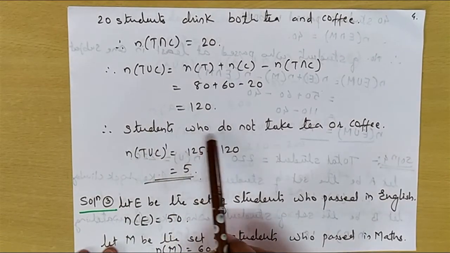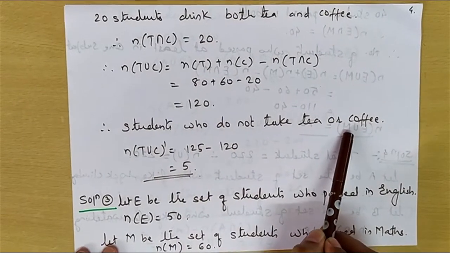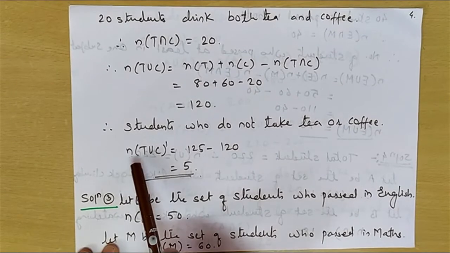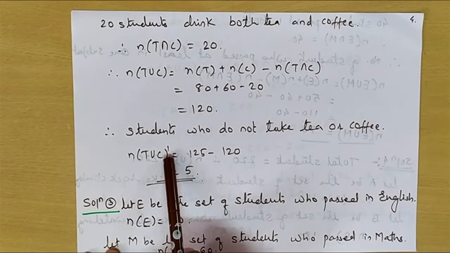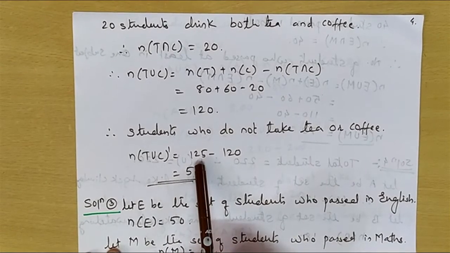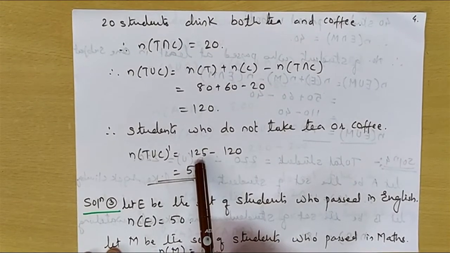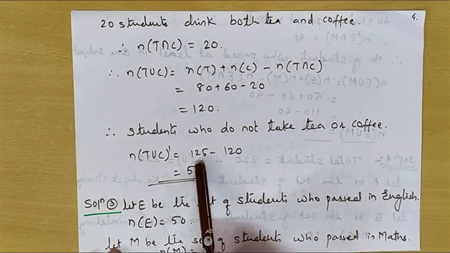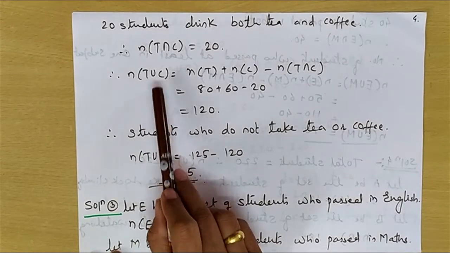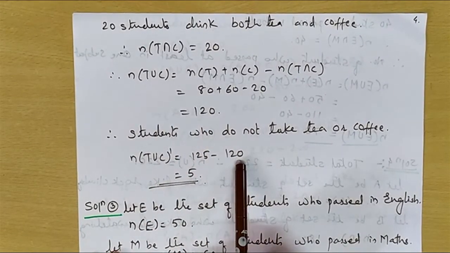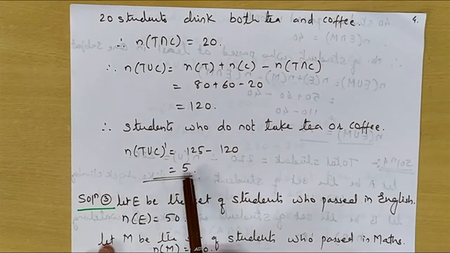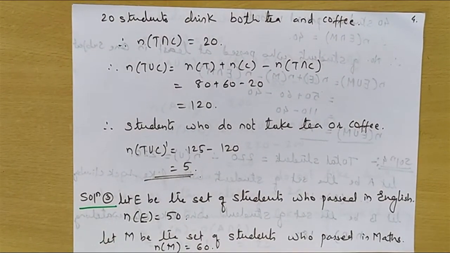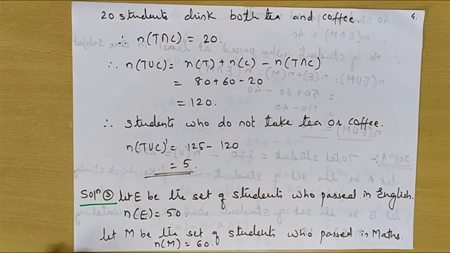Therefore, the students who do not take tea or coffee will be the number of elements in the complement of T union C. So it will be 125, because 125 are the total students in the class, minus T union C, that is 120. So the answer comes out to be 5. So there are 5 students in the class who do not take tea or coffee. Now see the third example.